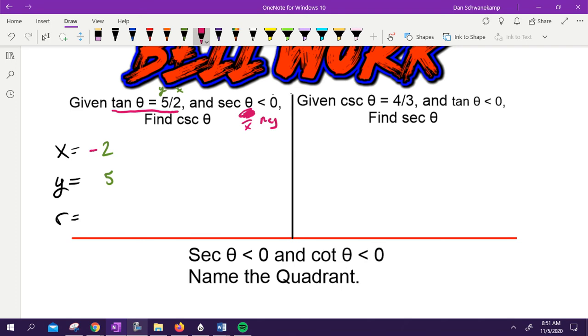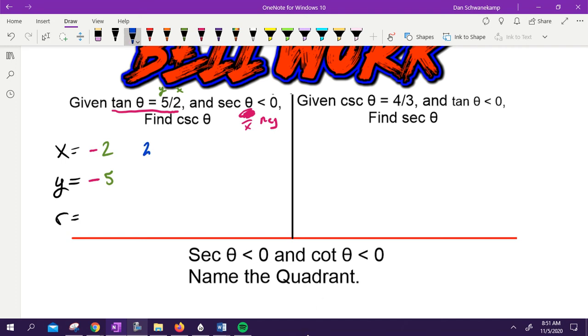Good. Tangent's positive. And so Eli went ahead and said if tangent's positive, the only way that tangent can be positive is if x and y have the same sign. They're either both positive or both negative. And since here he knew that x was negative, that means his y had to be negative as well. Good job. Once we've done that, we got to find our r. You didn't have to do it in this order. Sometimes I would do the signs at the end, but that's fine.